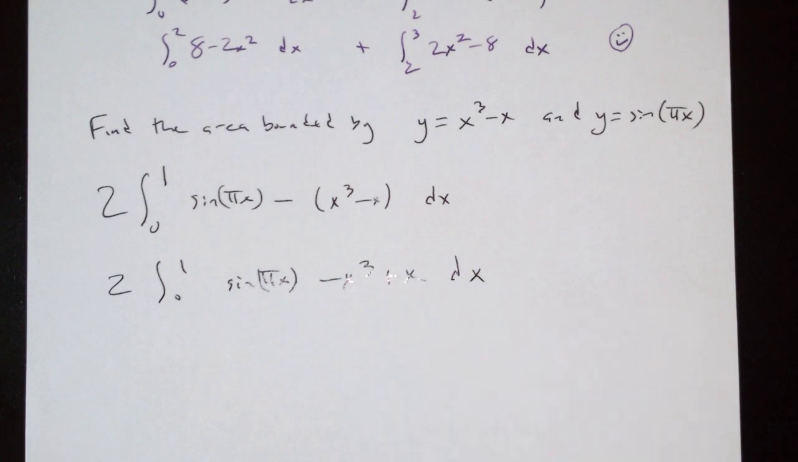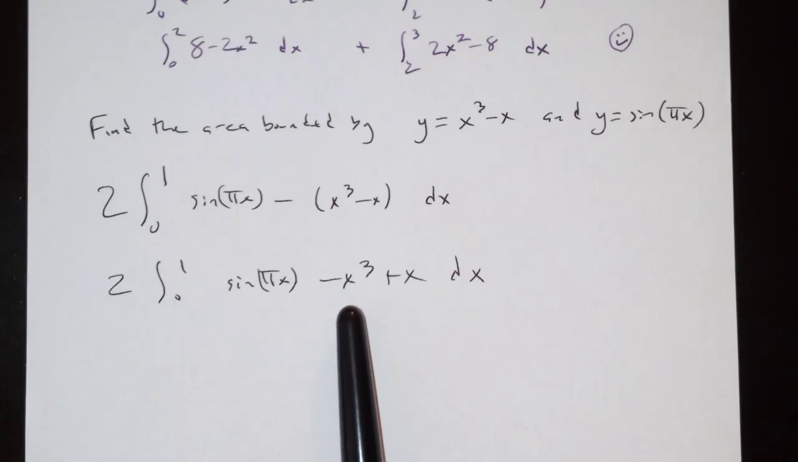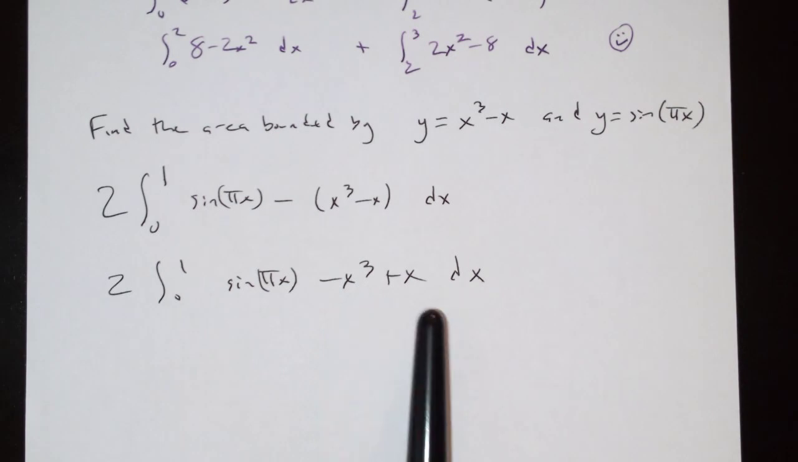Now, the integral of x cubed. What's the antiderivative there? Power rule time. Of x to the third, what's its antiderivative? Great. X to the fourth over 4. Antiderivative of x.